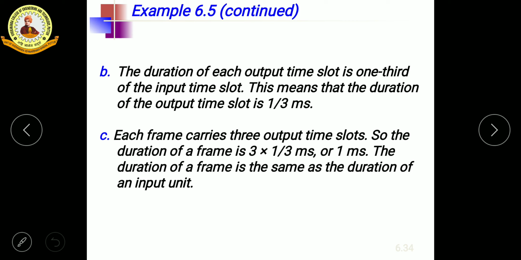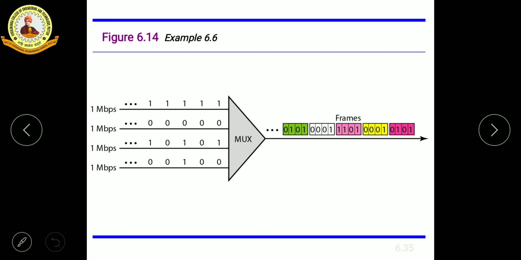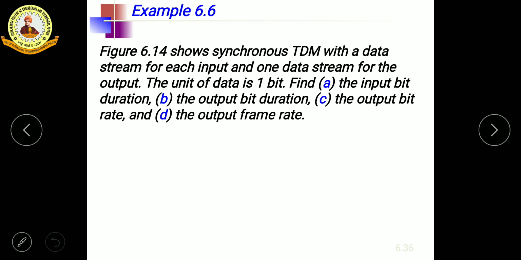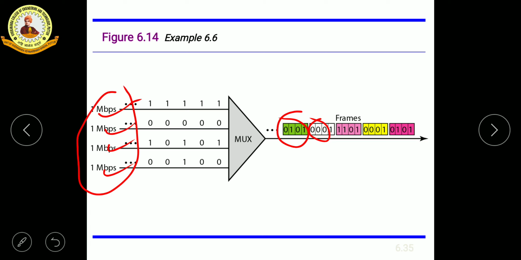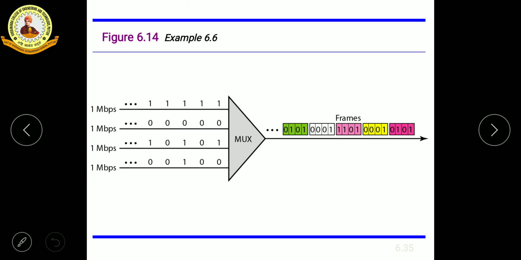Let us move to the next slide. Here we have one more example, example 6.6. We will study it. Figure 6.14 shows synchronous TDM. We will note some points. There are 4 sources, each of 1 Mbps. Then you can see frames here. Can you observe how the frames are? Frames will have 4 data units. It is evident because there are 4 data sources.